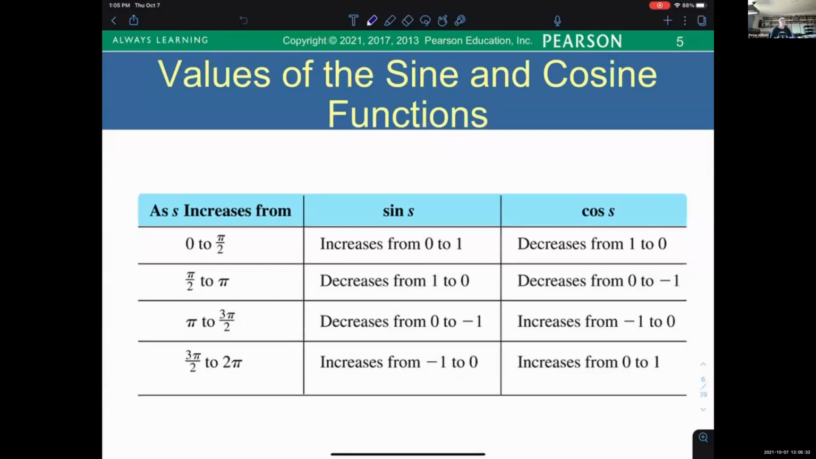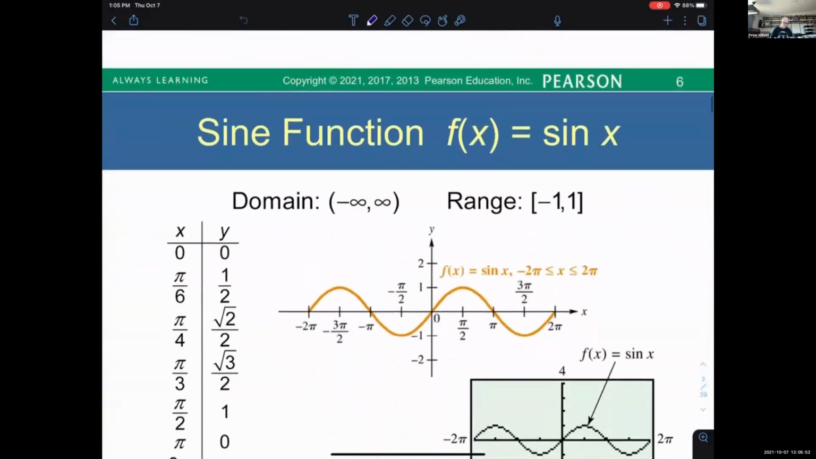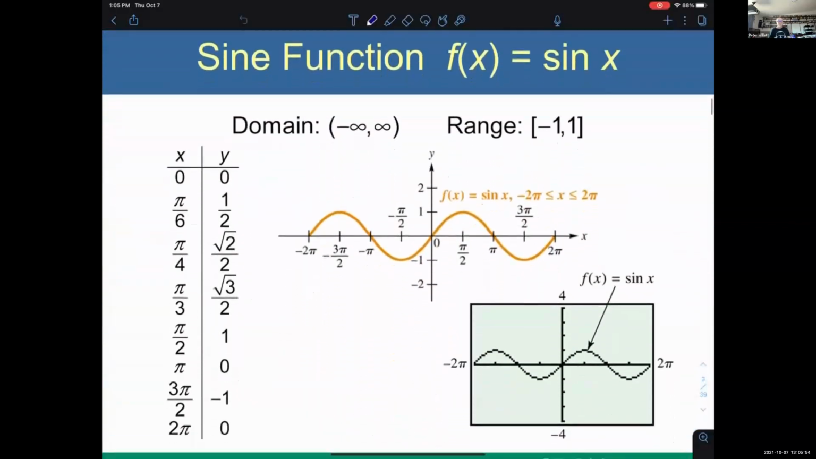And they trace this through each of the quadrants. So 0 to pi over 2 is quadrant 1. Pi over 2 to pi is quadrant 2. They're basically pointing out these things so that you will think about what the graph looks like and what it does in detail. So here's their nice render of this.